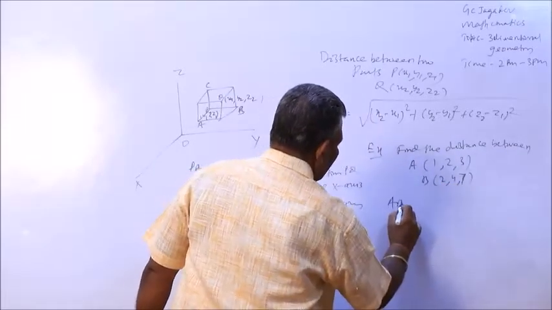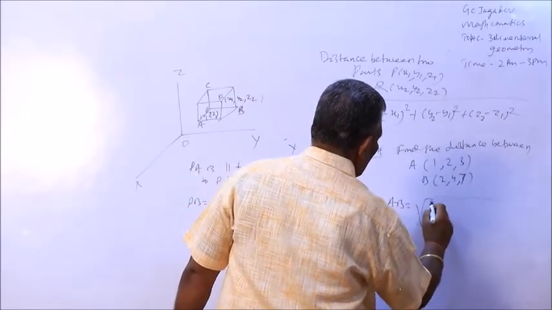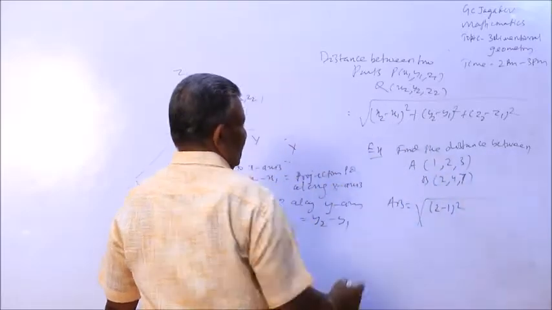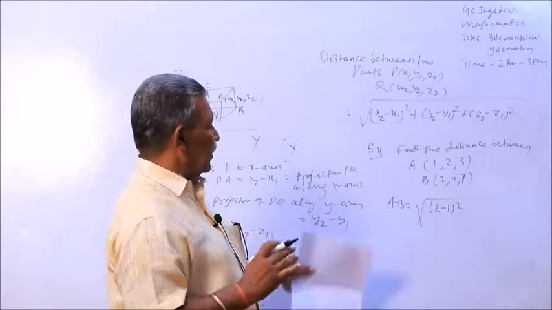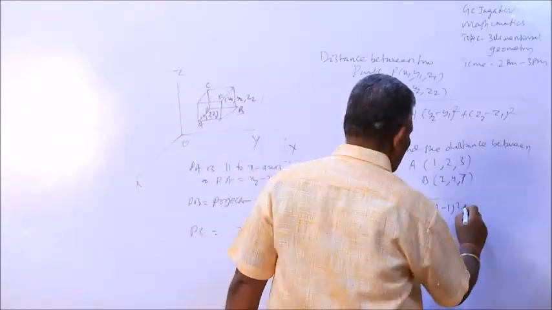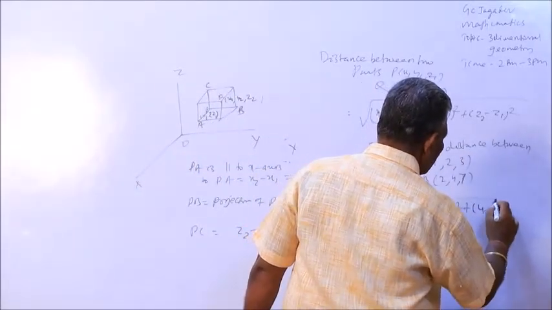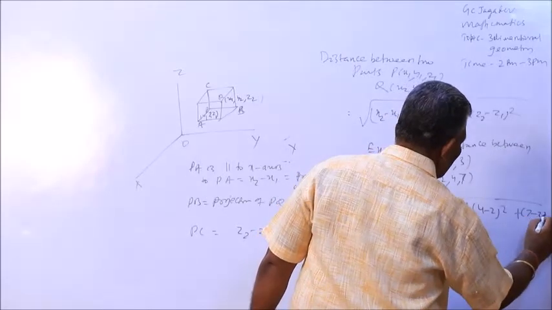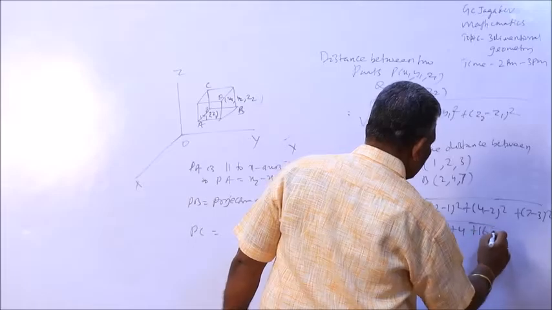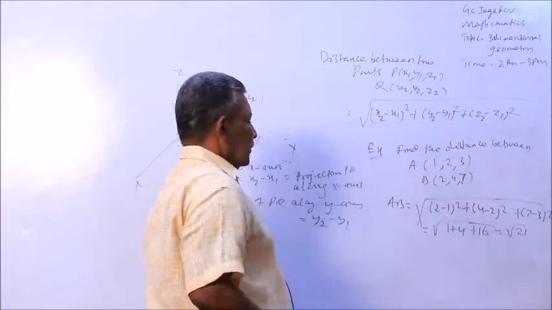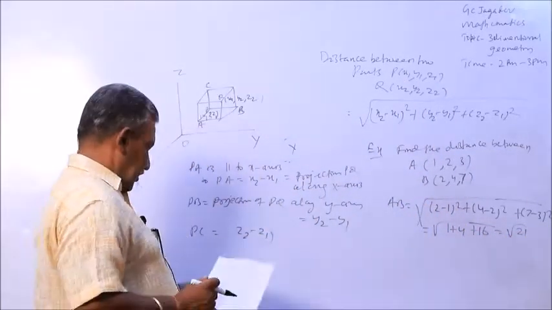So length of AB equals the square root of (2 minus 1) whole square, that is (x2 minus x1) whole square. You can take the first point as x1, y1, z1 and the second point as x2, y2, z2. (2 minus 1) whole square plus (4 minus 2) whole square plus (7 minus 3) whole square, that is 1 plus 4 plus 16, root 21. So like this you can find the distance between 2 points.